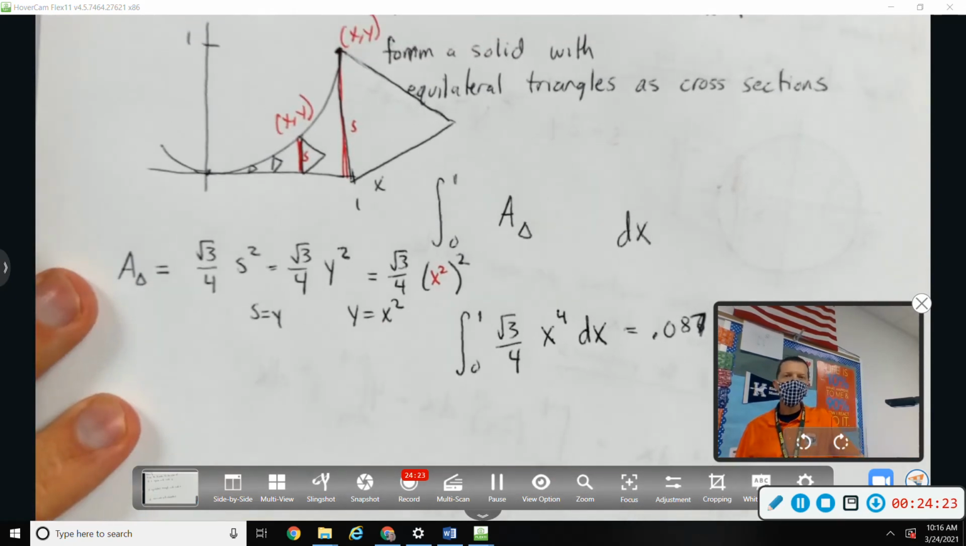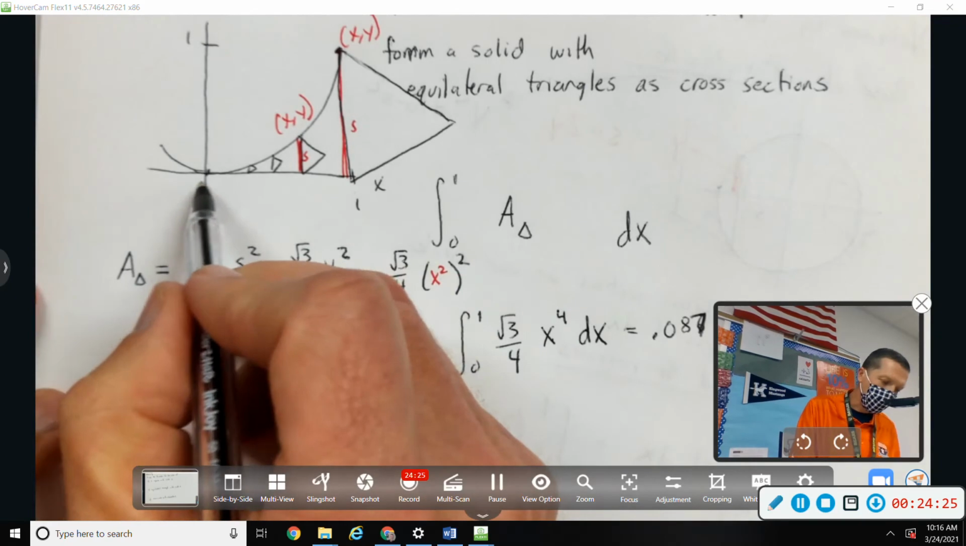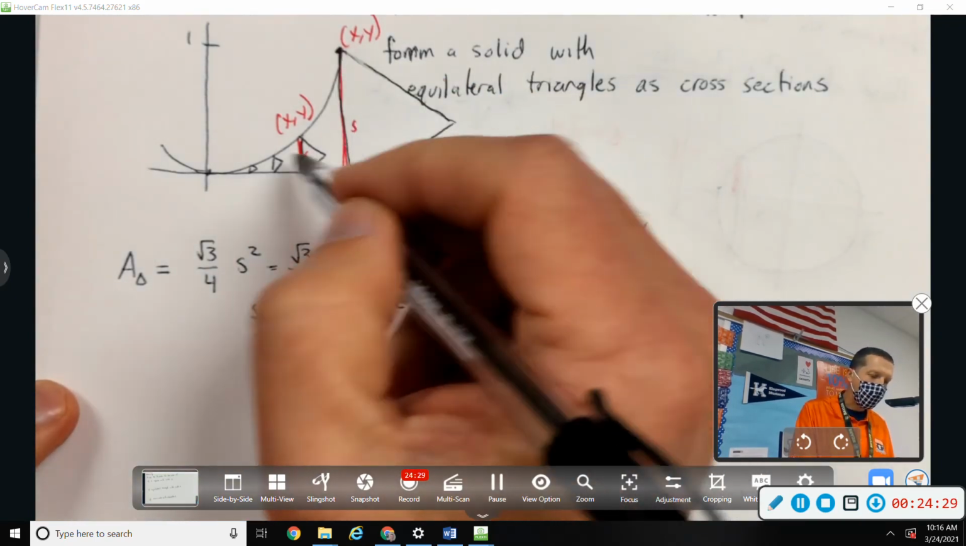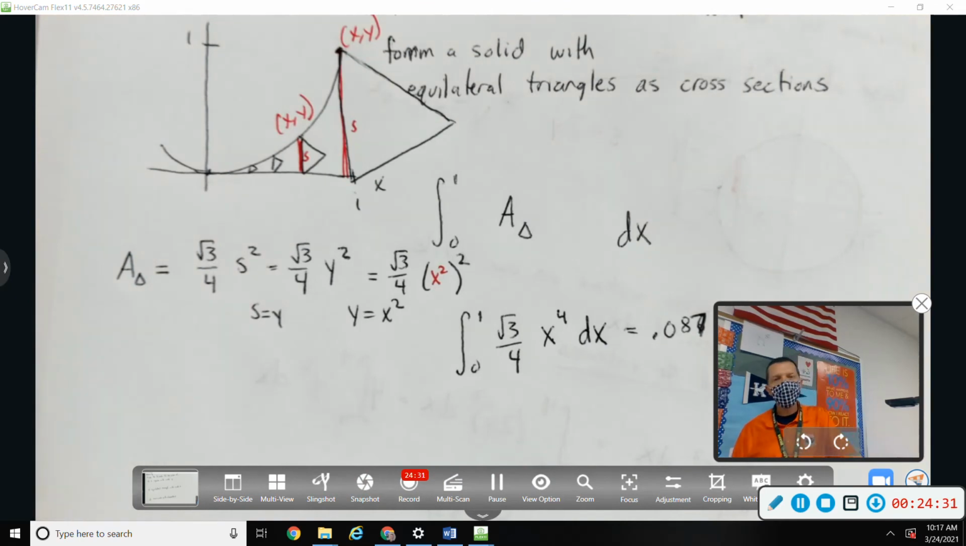That seems small, but think about the dimensions here. It's only 1 wide and 1 high, and it's not even all of that, so it should be way less than 1. So that kind of makes sense.